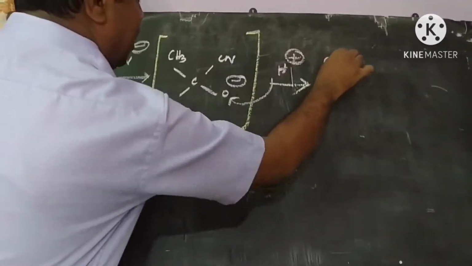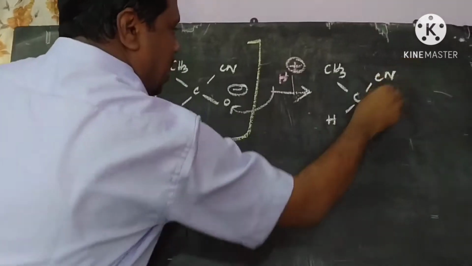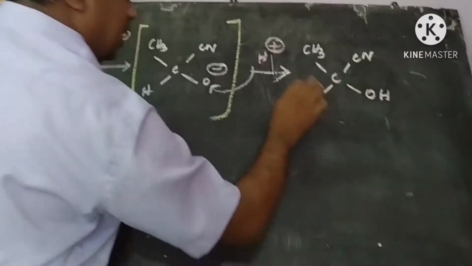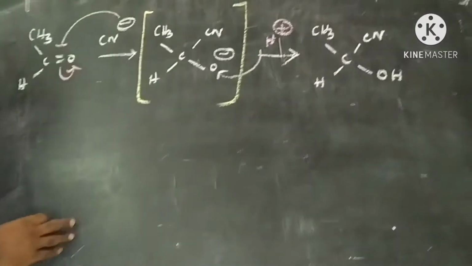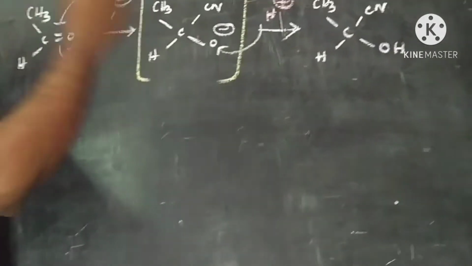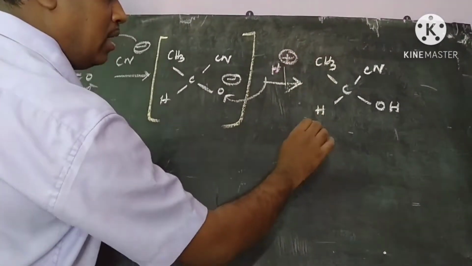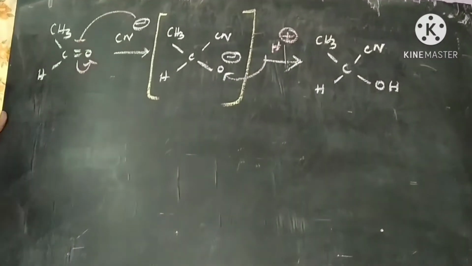So CH3CH(CN)OH. That is acetaldehyde cyanohydrin. Acetaldehyde cyanohydrin. IUPAC name is 2-hydroxypropane nitrile. When CN is present, in the IUPAC name we say nitrile.